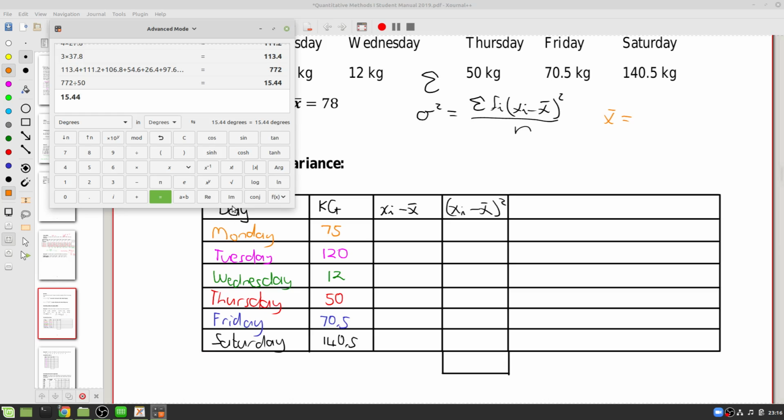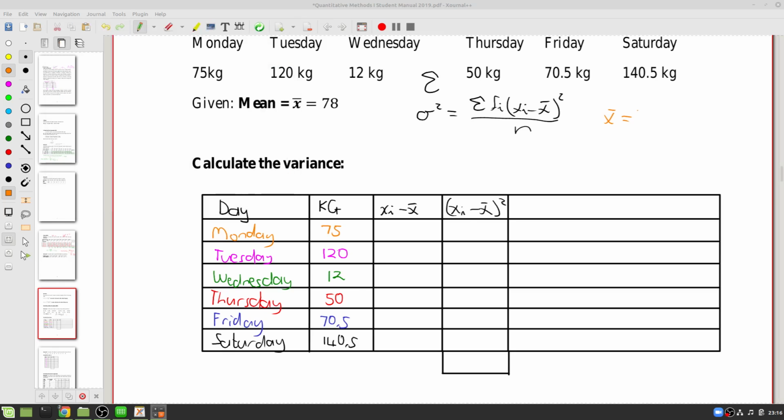So this one I'm not even going to write down, I'm just going to type everything into the calculator. So we add everything, 75, 120, 12, 50, 70.5, and 140.5. And we're going to divide that by 6 days. So we get 78. Okay, and the great thing is they already told us that, but it's nice to just work it out and see that it is exactly the same.